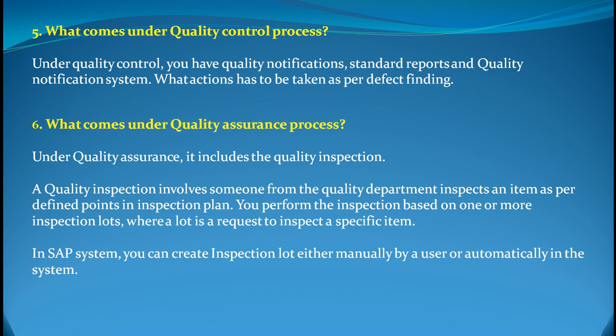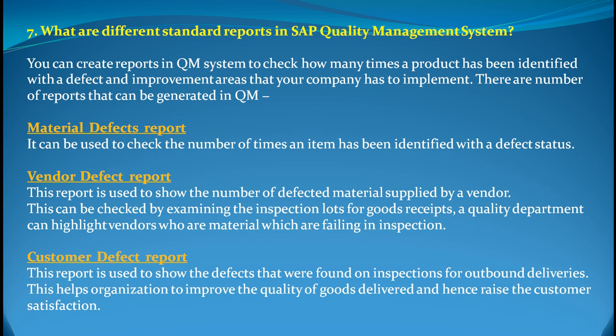So you would be inspecting this item as per the terms mentioned in the inspection plan. Now in any SAP system you can create an inspection lot either manually or by using an automatically generated lot in the SAP system. So this is what quality assurance process is all about.